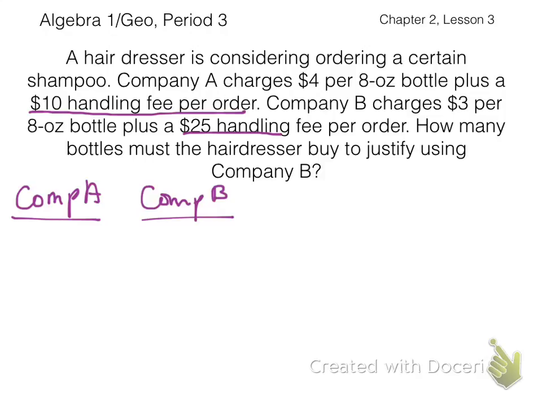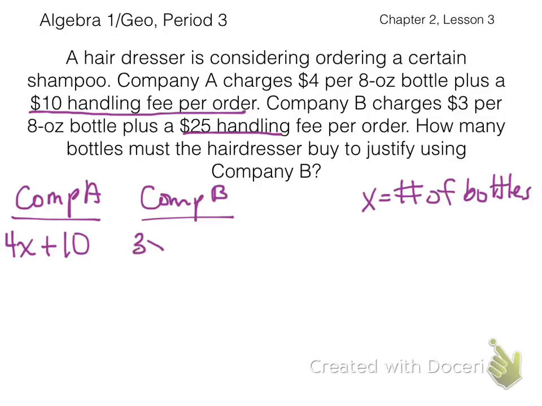Company A's side of the expression looks like 4 times x, where x is the number of bottles, plus the $10 handling fee, and Company B is 3 times x plus 25. So I want to figure out when they're going to be equal. How many bottles do I need to buy for these two to equal each other? For them to equal each other, we're just going to throw in an equal sign there. So let's go ahead and do some math then.